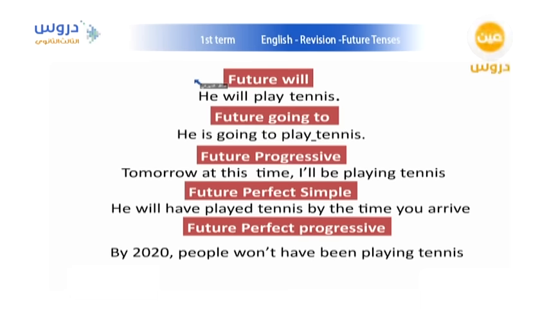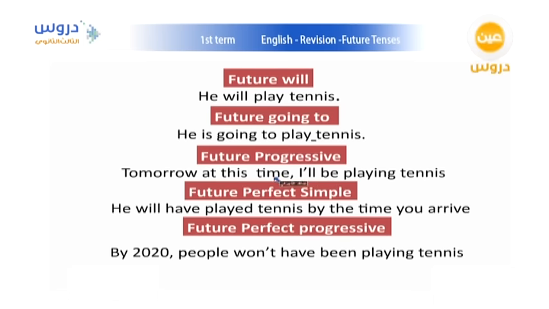So the first one is the future will. He will play tennis. This is the future will. The second one is future going to. We form this example: He is going to play tennis. And the future progressive: Tomorrow at this time I will be playing tennis.